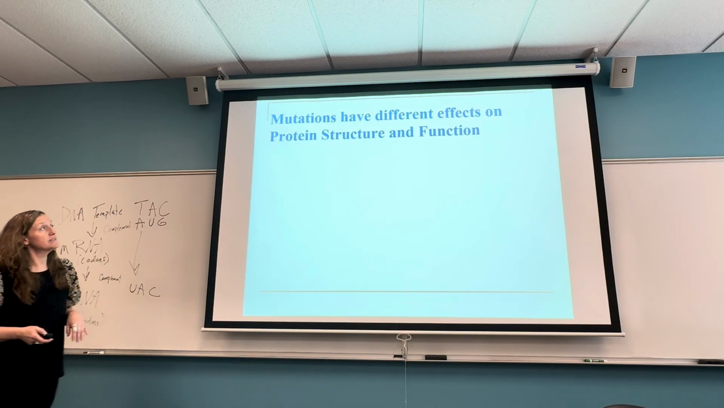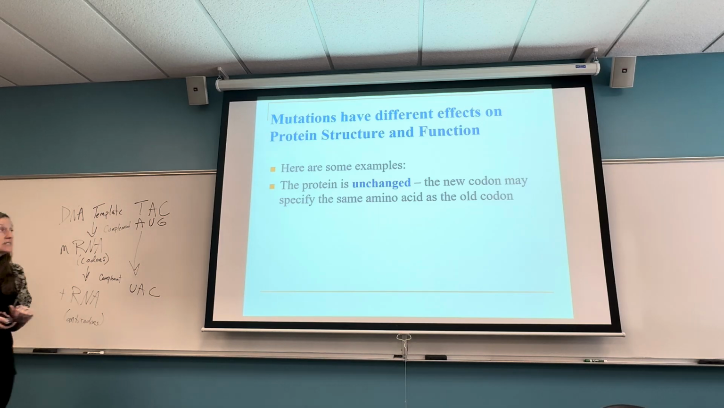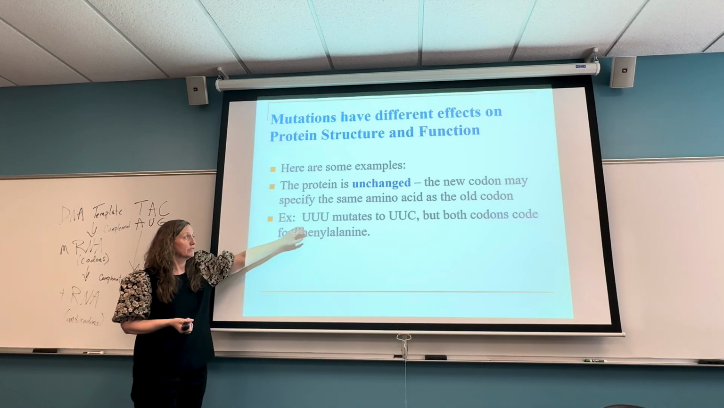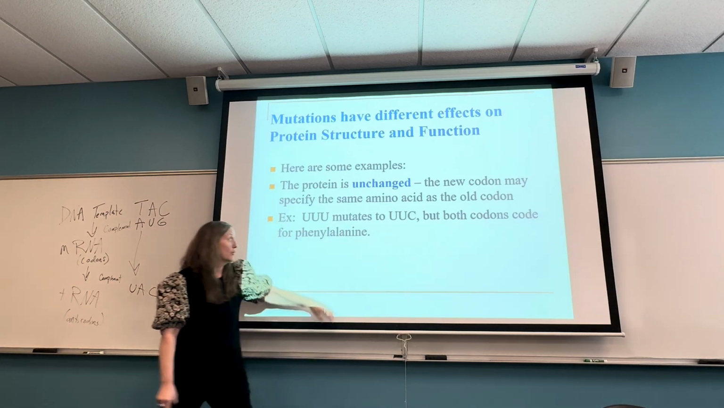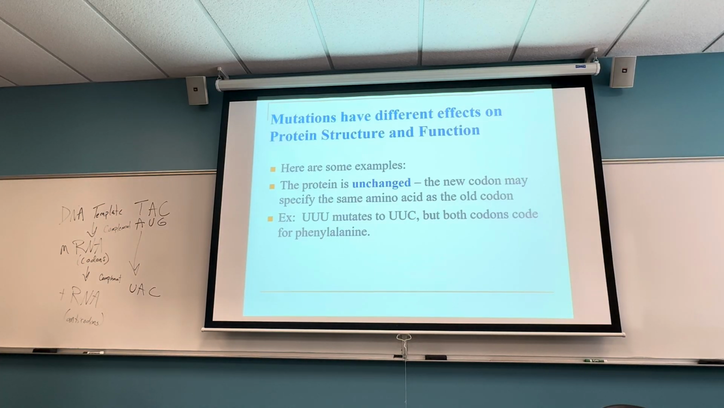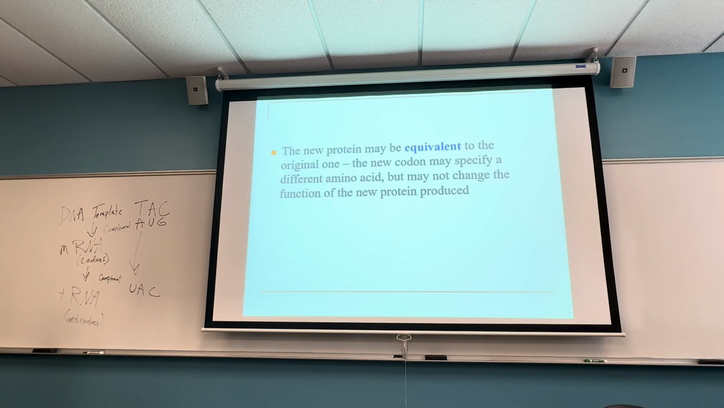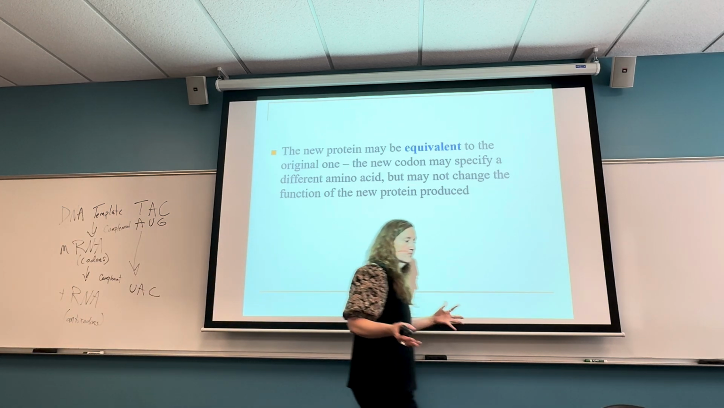All right, mutations have different effects on protein structure. So let's take a look at some examples. This is what I mean by the new codon may specify the same amino acid sequence. The protein's unchanged. UUU, you have a mutation in that last U to a C, but both of them code for phenylalanine, so no big deal. The new protein may end up being equivalent, because those mutations and that redundancy code for the same thing.